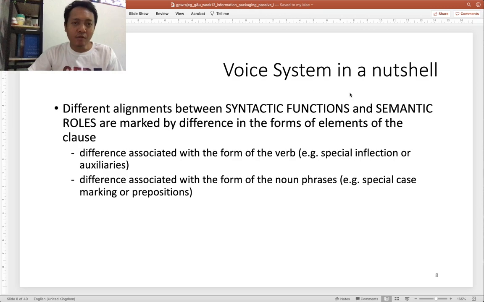Formally speaking, different alignments, different linking between syntactic functions and semantic roles, are marked by differences in the forms of elements of the clause. The difference can be associated with the form of the verb, such as the verb having special inflection or auxiliaries, and it can also be associated with the form of the noun phrases. For instance, the noun phrases can have special case marking or a preposition, and we will see and discuss what this means.